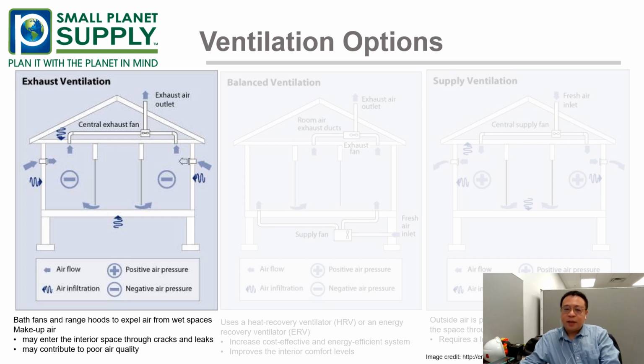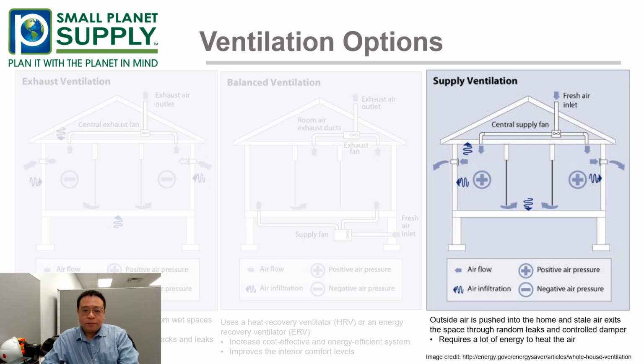Let's look at the exhaust ventilation. It is the most typical in old buildings. Bathrooms and range hoods expel air from the wet spaces, as the makeup air may enter the interior space through the cracks and the nicks. It will contribute to poor air quality.